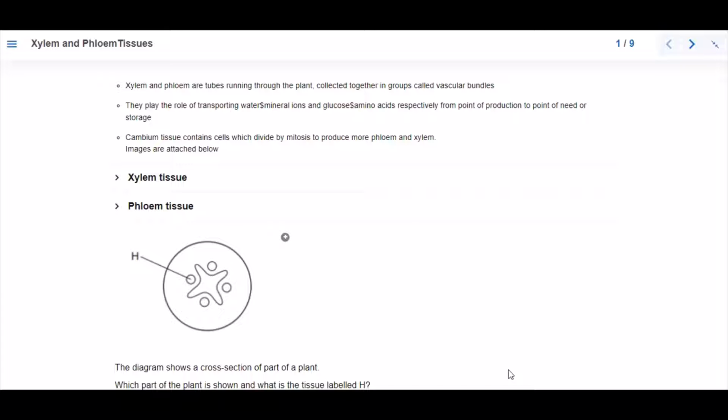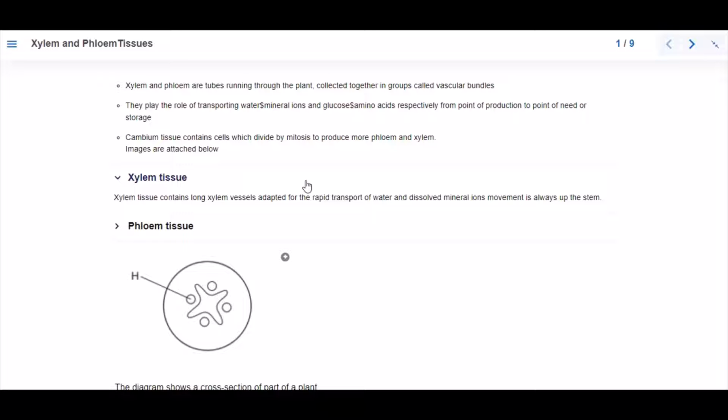And the first thing we'll be looking at is xylem and phloem tissues. Xylem and phloem are tubes running through the plant, collected together in groups called vascular bundles. They play the role of transporting water and mineral ions, and glucose and amino acids, respectively, from the point of production to point of need or point of storage.